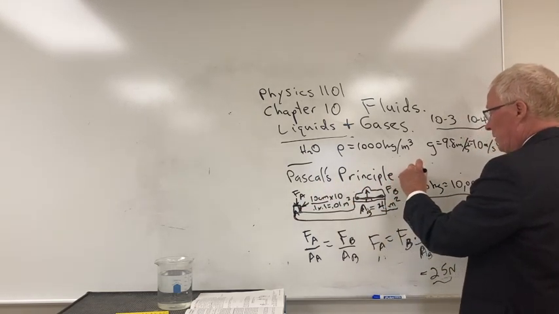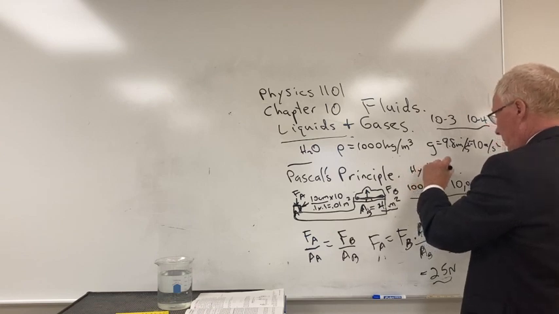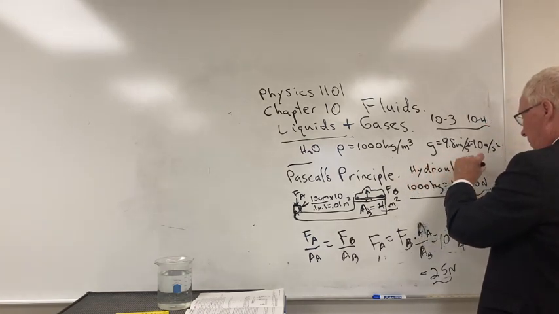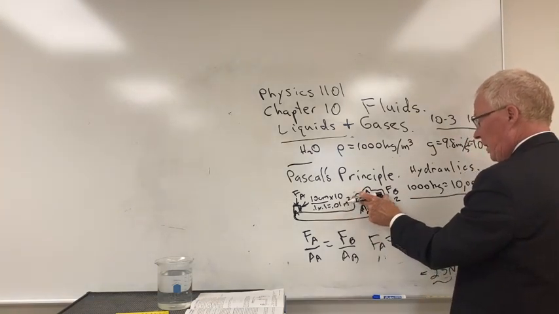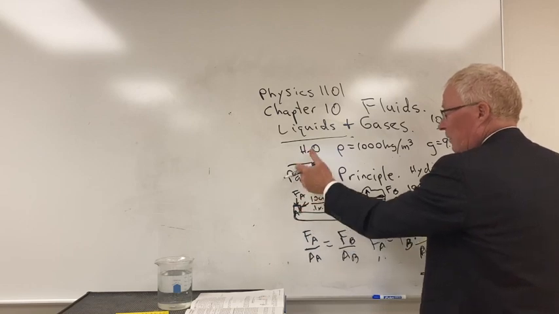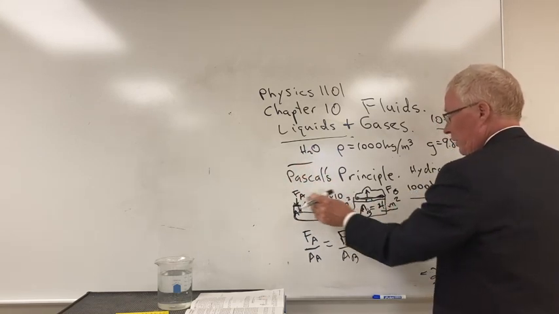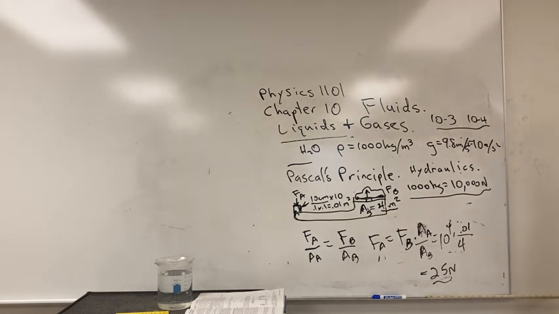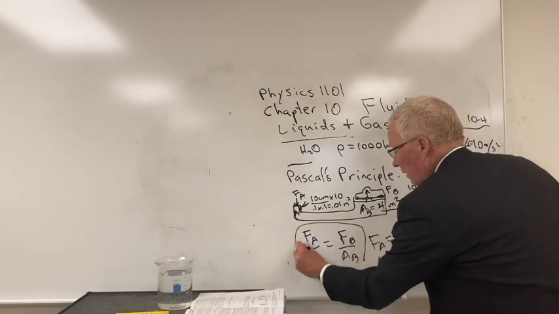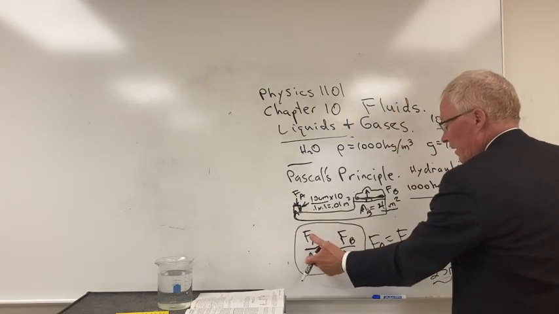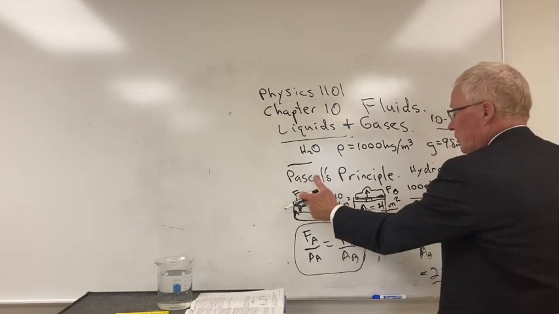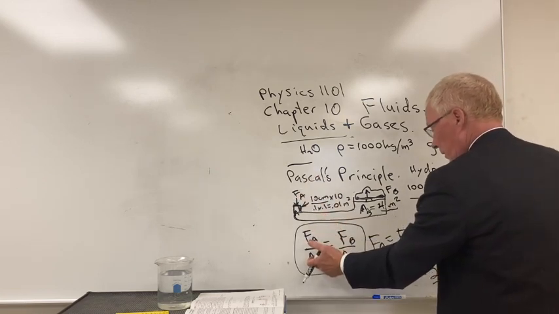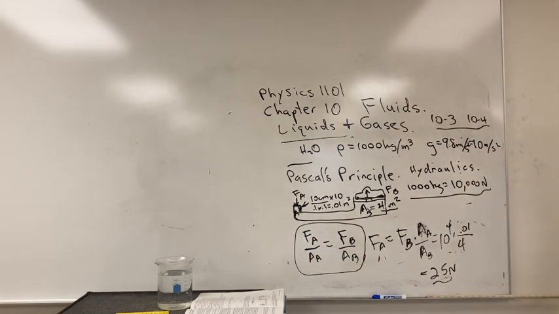So this is hydraulics. Now to make this actually work, for this to raise a certain amount, this will have to go much, much farther, because there's much more volume there. So that's Pascal's principle. This is the relationship of that. So we have F of A over area of A equals F of B over area of B. So this will be in newtons. This is in meters squared. All right, so that's Pascal's principle.